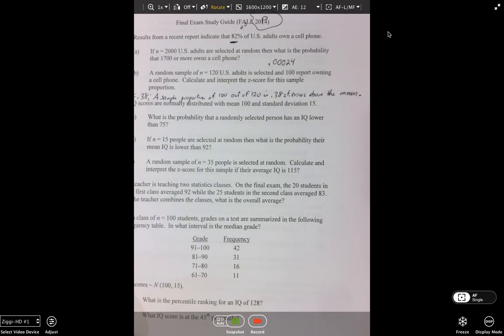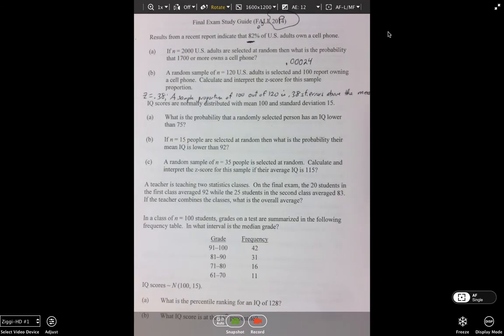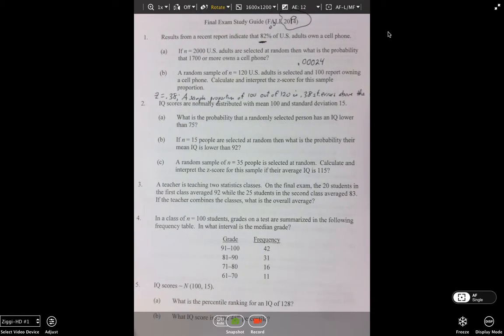Now let's get over there where you can see this. So 0.38 standard errors above the mean. Now guys, keep in mind you can always pause and stuff. So I'll probably move at a little quicker pace than I do in class.